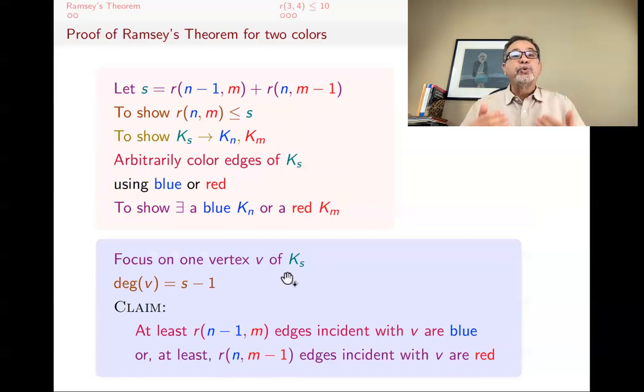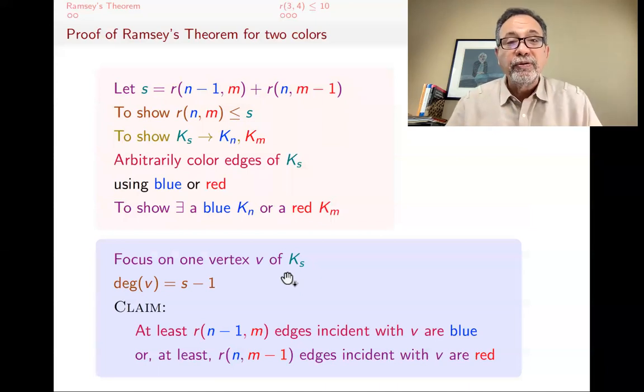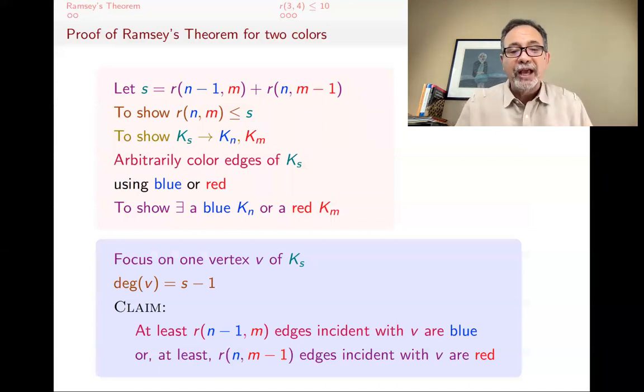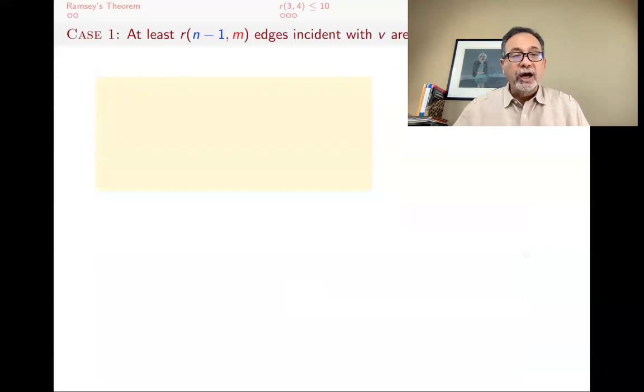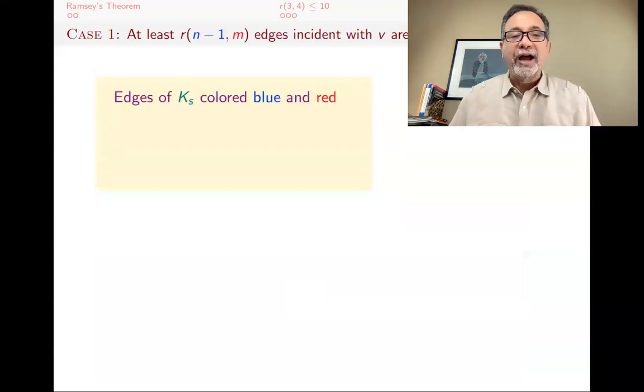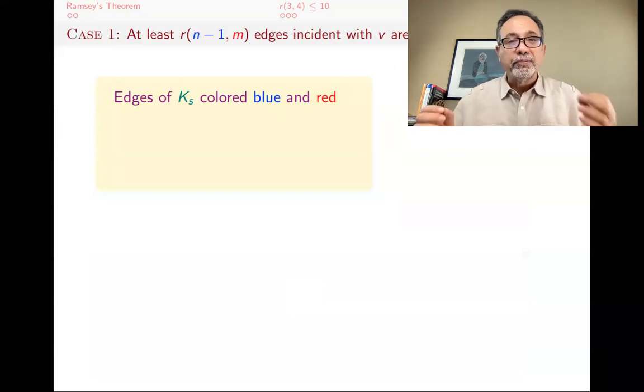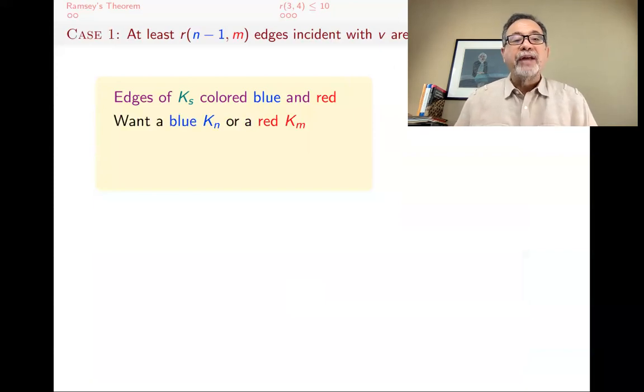Okay, so again, we have two cases, just like in the proof that R(3,4) is less than or equal to 10. If this didn't make sense to you, go back and review that proof again. I'm going to do the two cases. So what's case one? I've colored the edges of a complete graph on S vertices blue and red. I want a blue K_n or a red K_m. I want to show you that there exists such a thing.